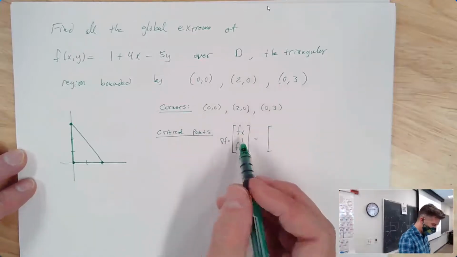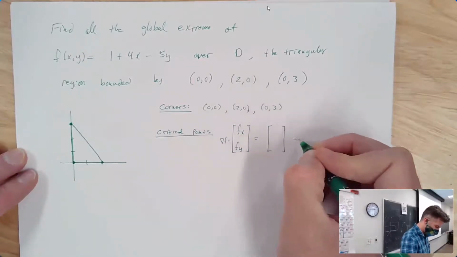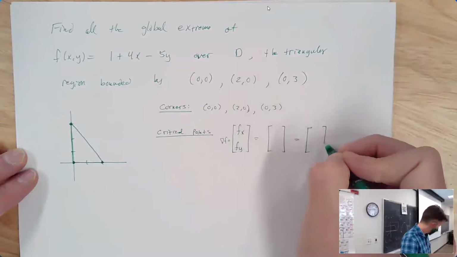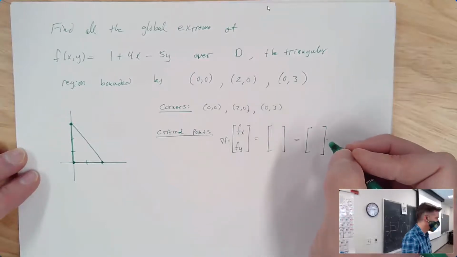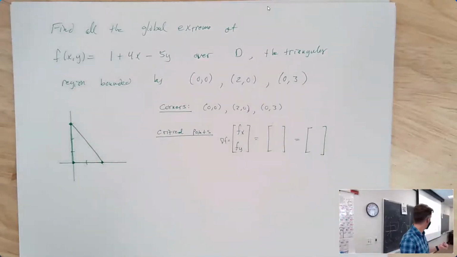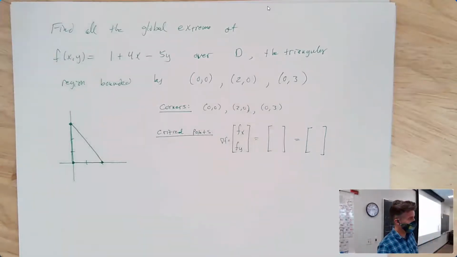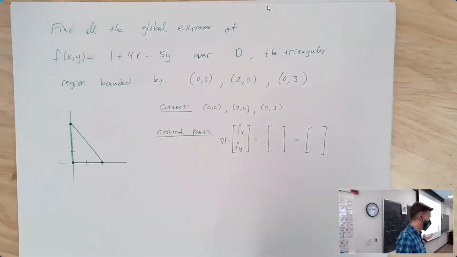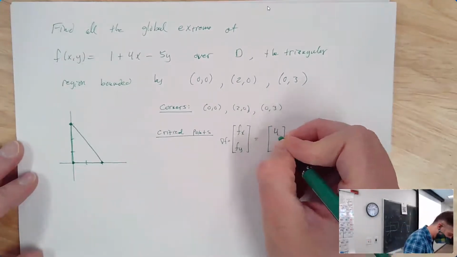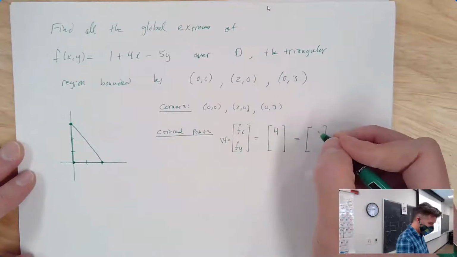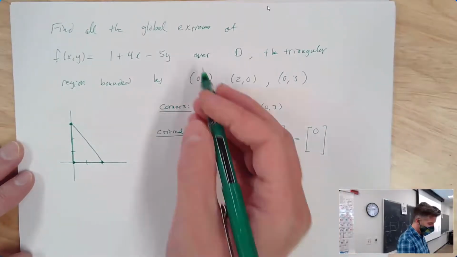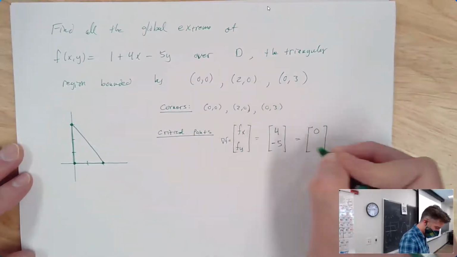But what's fx? Everybody should be able to tell me what fx is. It's like a one-word, one-number answer. 4. fx is 4. Which might already indicate to you, oh, we're not going to get any. If fx is always 4, this can't ever equal 0. And fy similarly is going to be -5.